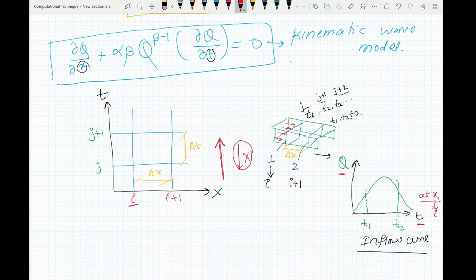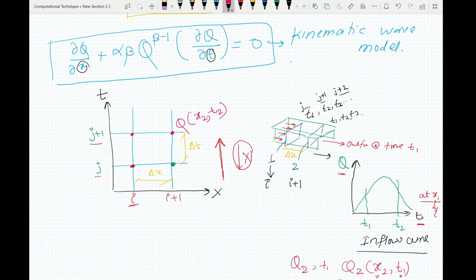So if you have this curve, then you can find your point here, so that is at time t1 and at time t2, or j plus 1, and let's say you know what is the outflow at time t1, which will be q2 at time t1, which means you know your value of q2 at x2 comma t1. Now this is i plus 1. Now this is j. Now I can plot this one here, and you have to find what is the outflow here, which is q at x2 in time t2, which is unknown. You have to find it out.